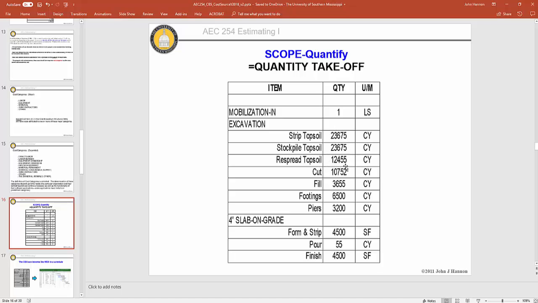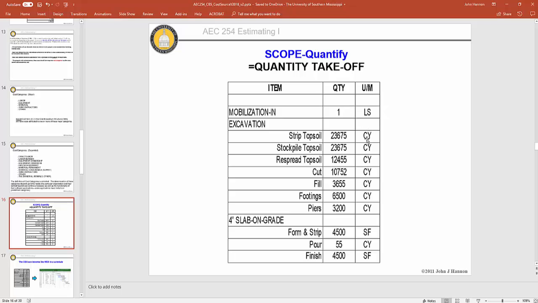I have to respread this many cubic yards of topsoil after the building's in place, which means I probably need to add something on here, which would be export topsoil, unless I can leave it in a pile, and so forth. Here's some excavation, mass excavation, some embankment, excavation for some footings, some piers, and so forth. Right? So this is much better scope definition since I have a quantity and UM stands for unit of measure.